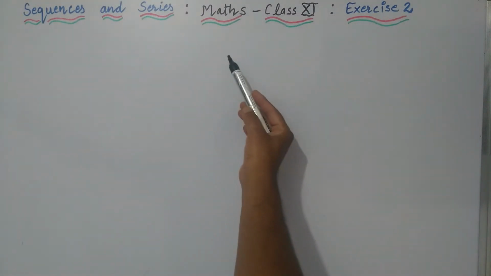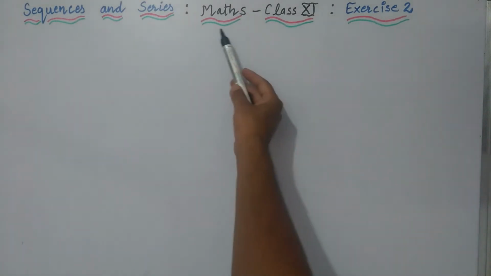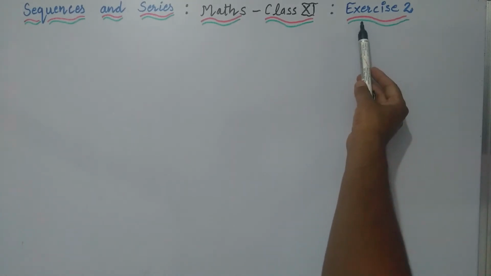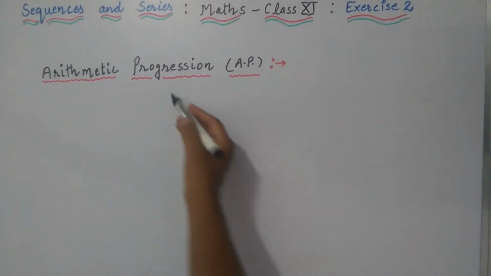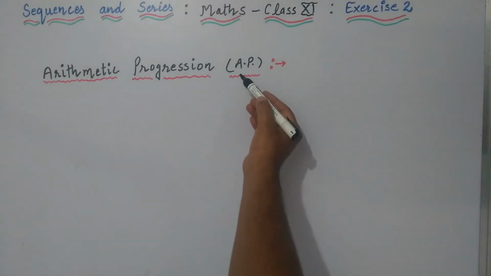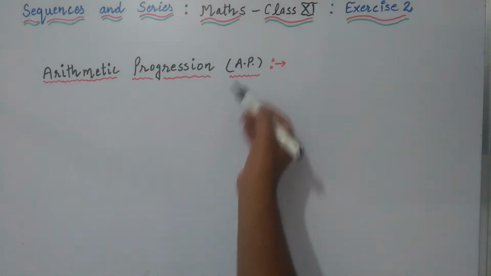Sequence and series, class 11, subject mathematics. Here we shall discuss our exercise number 2. The very first part, arithmetic progression, which is written in short as AP.